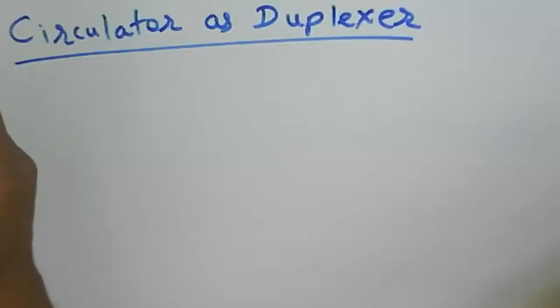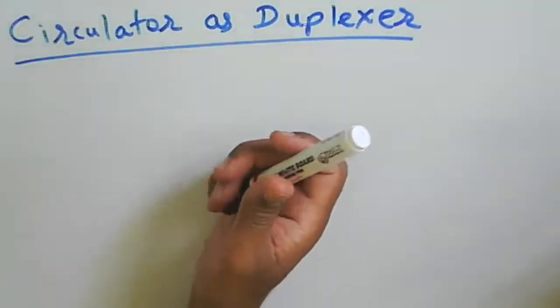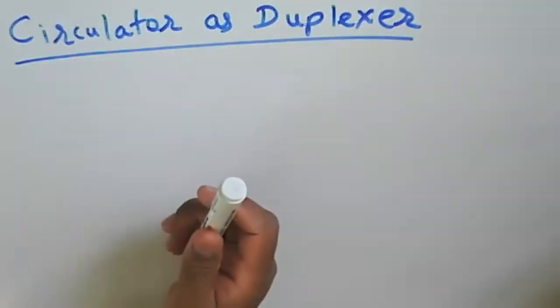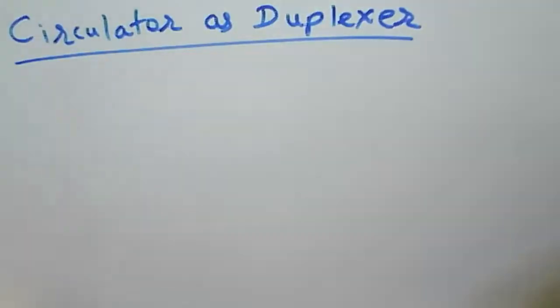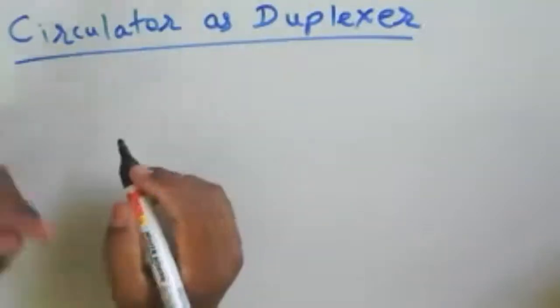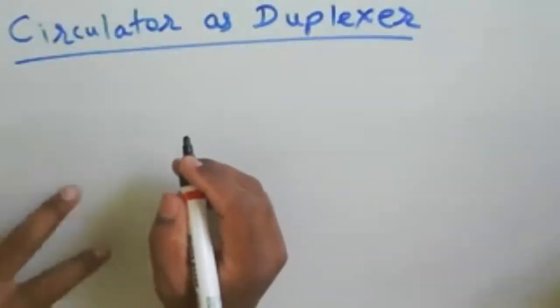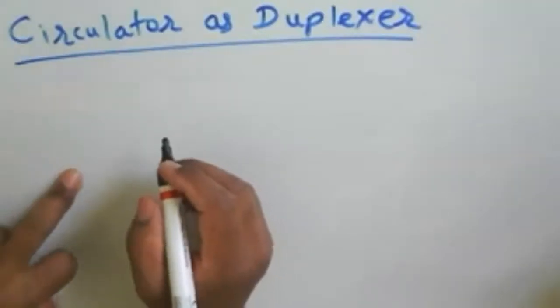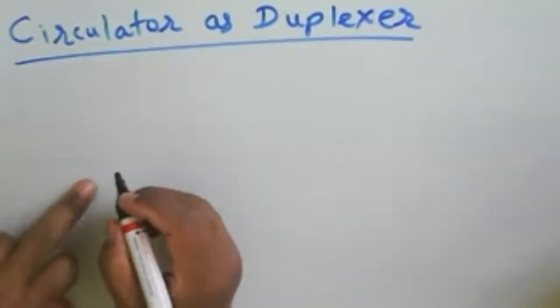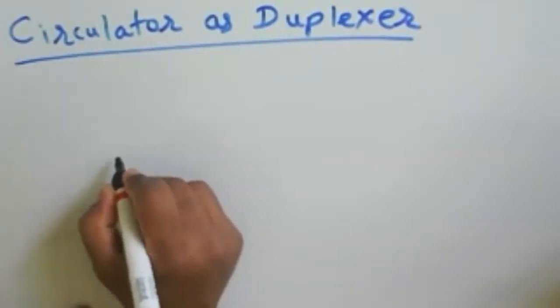So we have seen earlier the balanced mixer. In the balanced mixer, we have seen a transmit receive switch or a magic T junction in front of the mixer. So now we consider a circulator here.